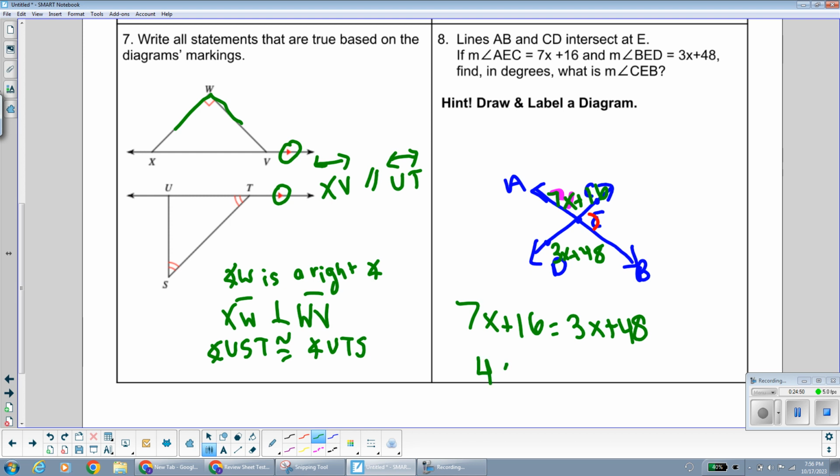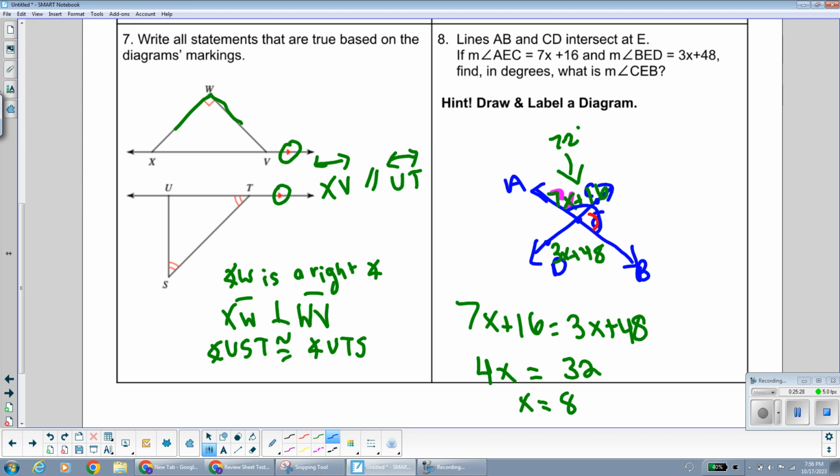Subtract 3x on both sides. I have 4x is equal to, and I'm also going to subtract 16 on both sides, 48 minus 16 is 32. Then I just need to divide by 4, and I have x is equal to 8. Now I can plug back in to find one of the angle measurements. 7 times 8 is 56, plus 16 is 72 degrees.